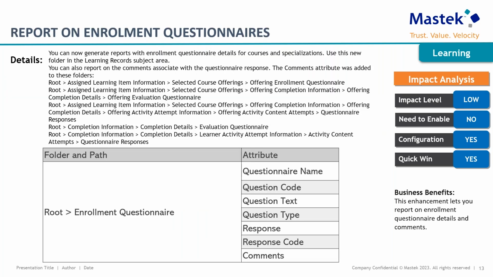The next update is report on enrollment questionnaires. So now Oracle has given a few more attributes in the learning area in OTBI. You can now get a report for enrollment questionnaire with more extended detailed columns like questionnaire name, code, text, type, learner's response, response code, and learner's comments. This enhancement lets you report on enrollment questionnaires easily. Again, this is available out of the box from Oracle from 24C onwards in your OTBI area.